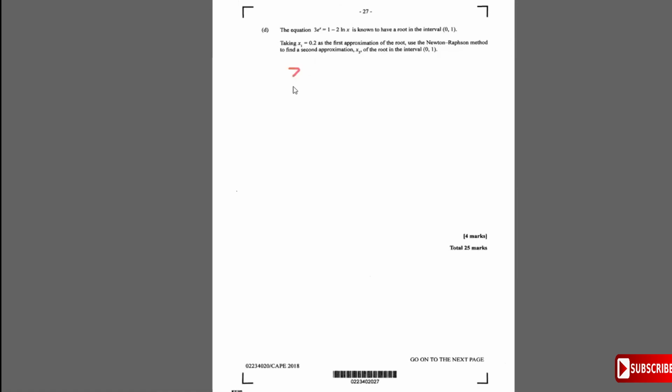So I'm going to rewrite the equation as 3e to the x plus 2 ln x. It's not coming out good right now. Let's retry that again.